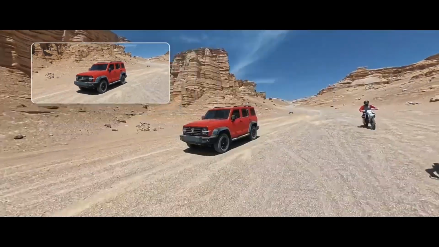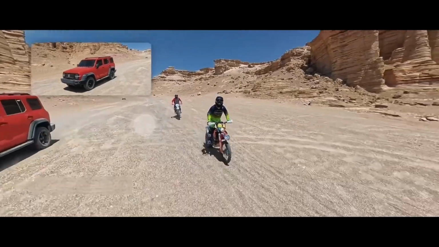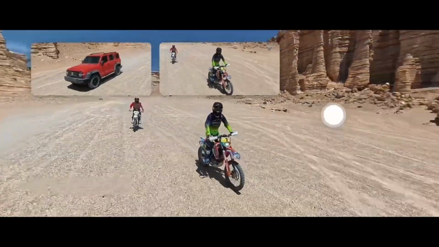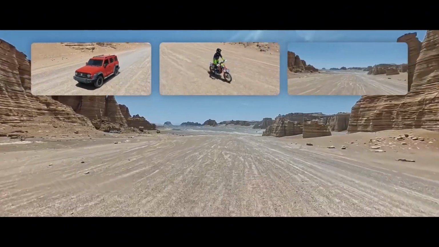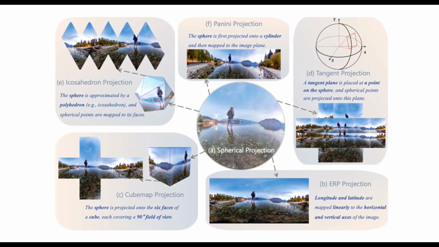Panoramic vision is widely used in real-world scenarios, and using panoramic data requires projecting the spherical world onto 2D faces. So it is important to understand these projection patterns. This figure illustrates several common panorama projections.